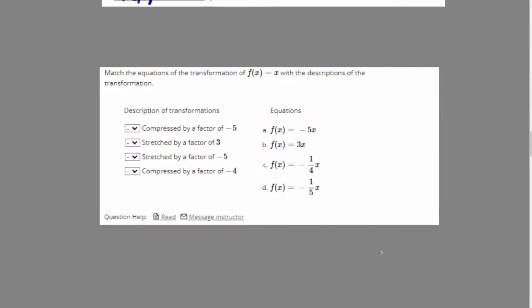Match the equations of the transformation of f of x equals x with the descriptions of the transformation. Compressed by a factor of negative 5, so we're dividing by negative 5, right? And then stretched, we're multiplying by 3. Stretched by a factor of negative 5, we're multiplying by negative 5. Compressed by a factor of negative 4, we'll divide by 4.